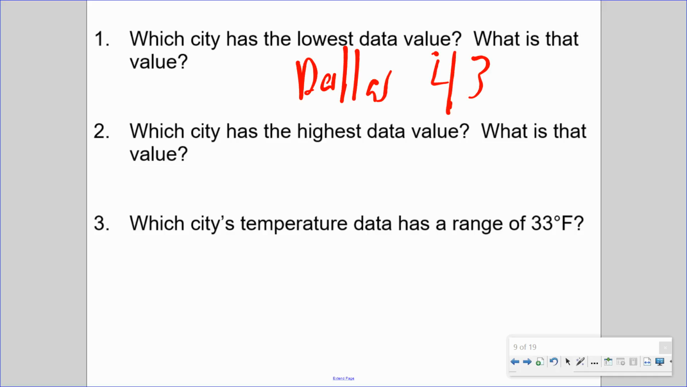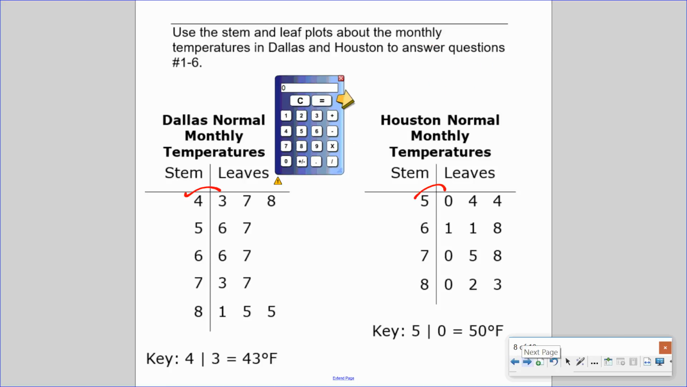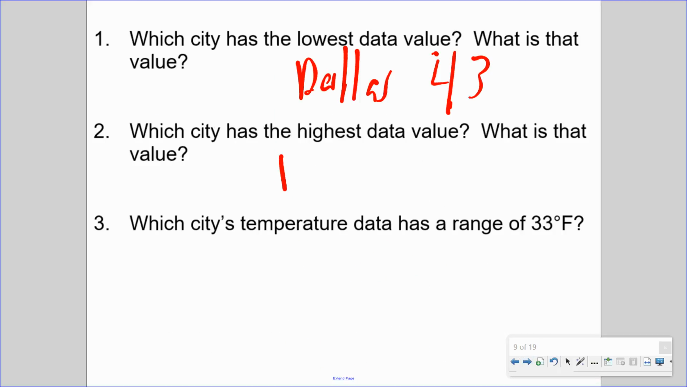Which city has the highest data value or the highest temperature? 85. So it's Dallas. You may not realize, but Dallas does have the highest and the lowest temperature, 85. Because we have our Gulf of Mexico that keeps us cooler and warmer. Cooler in the summer, warmer in the winter.